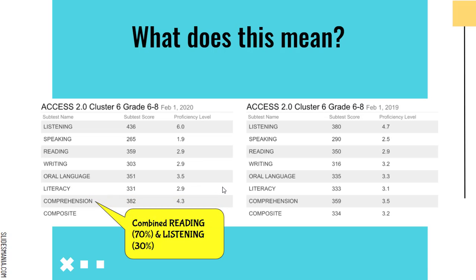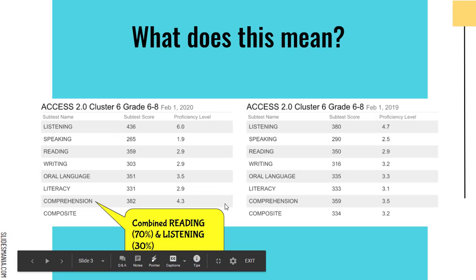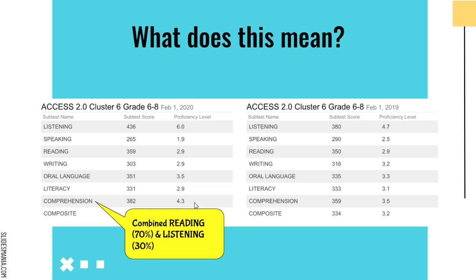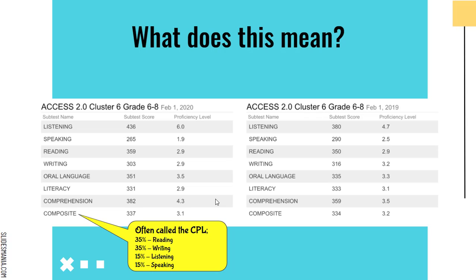The third one is comprehension. Comprehension is a combination of reading and listening. So the reading score is 70% of this score and listening is 30%. Which is what pulls this student's comprehension score up to a 4.3. That has a lot to do with his listening abilities. And the last is going to be what's called the CPL, the composite score. And this is 35% reading, 35% writing, 15% listening, and 15% speaking. So when you take a look at the CPL, you can see, okay, yeah, this is going to be what we call your average EL. They haven't been here for a super long time, but they're not brand new either.